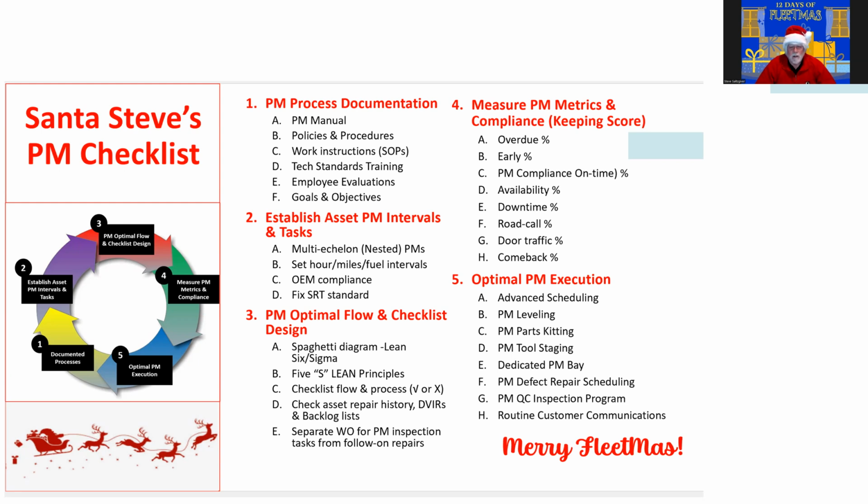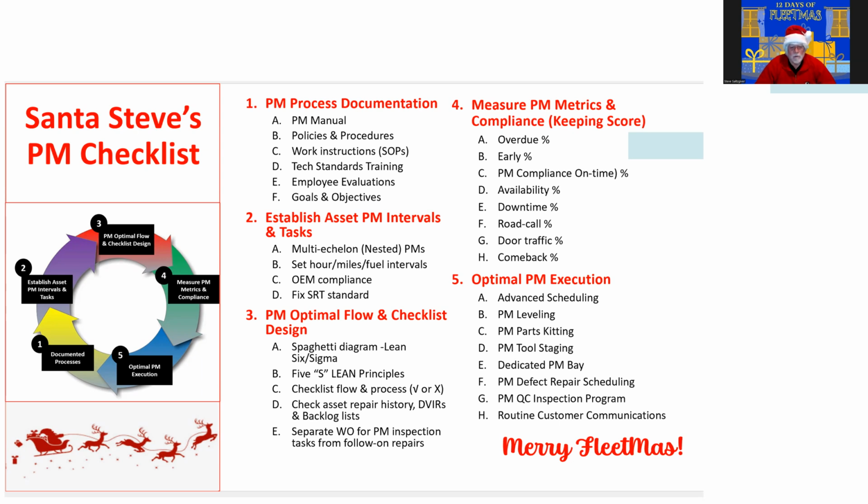There are 5 basic areas to have a world-class PM program. Number 1, make sure you have good process documentation. That includes things like PM manuals, policies and procedures, work instructions, technician training. Make sure they're aligned with your goals and your employee evaluations.